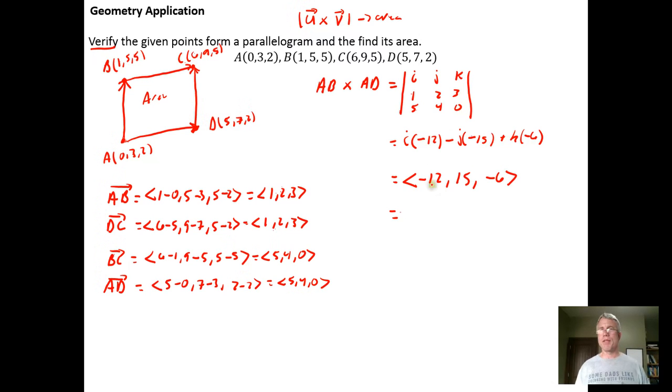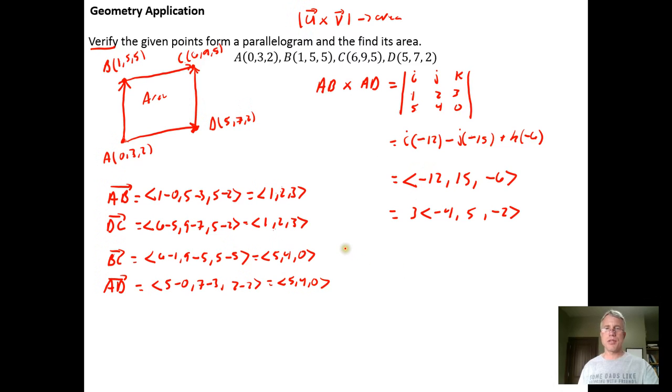And then if I look at this, it looks like 3 shows up in all 3 of these. So I could actually factor out a negative 3. I'll just factor a 3 out. We'll leave the rest in. So that'll give me a negative 4, and then 5, and then negative 2. And this is the cross product, and now I just need to know the size of the cross product.